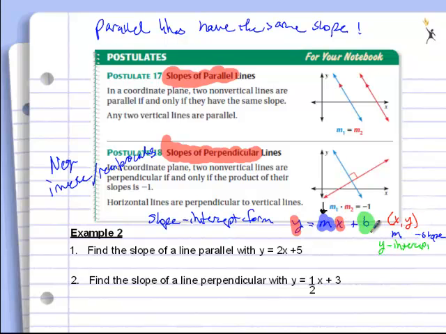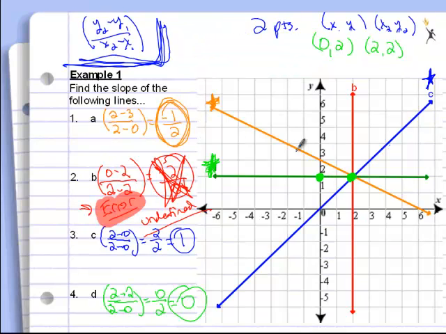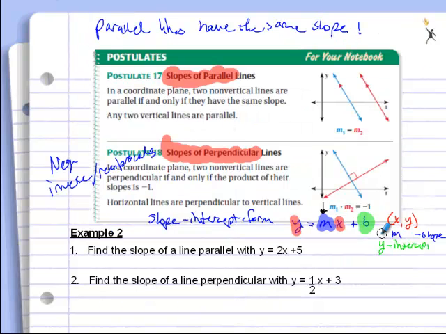And b is the y-intercept, or if I look back here, it's wherever my line crosses the y-axis. Maybe it's +3, maybe it's +2, maybe it's 0. But that's what the b represents. So if I look at number 1 here, I've got my equation. My x and my y represent a point. The number 2 represents the slope. And the number 5 represents where this line crosses the y-axis, or its y-intercept.